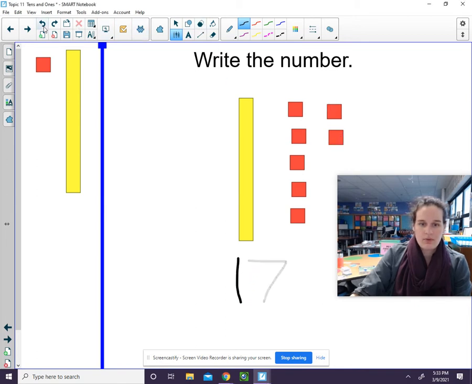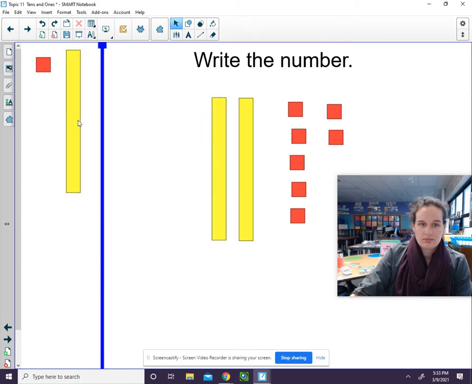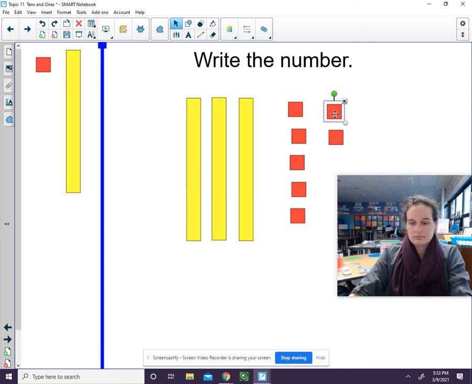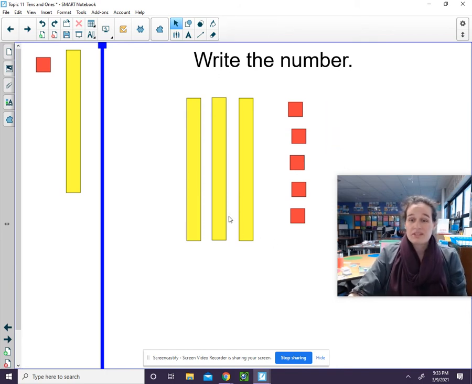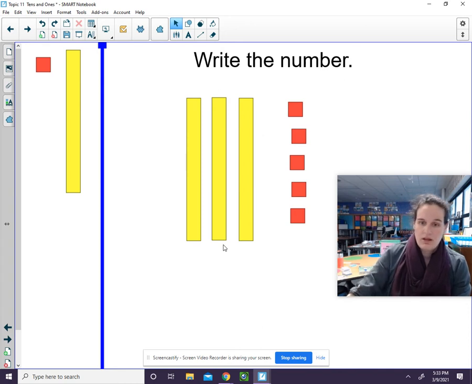Okay, let's try one more, but I'm going to change it up on us. Okay, please count that for us. How many is here? Did you say 35? That would be correct. So we have 10, 20, 30. Now we're going to count by ones. 31, 32, 33, 34, 35.